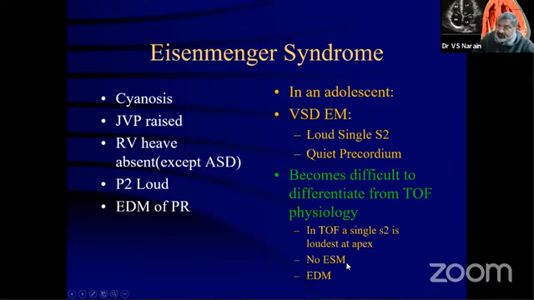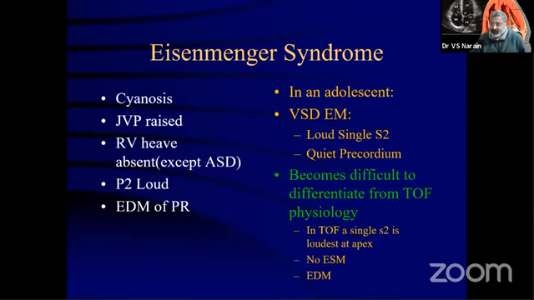But ejection murmur can be absent in tetralogy if there is severe cyanosis. So the only feature could be an early diastolic murmur of pulmonary regurgitation. But you can say that early diastolic murmur of aortic regurgitation can also occur in tetralogy. So perhaps the only clue about tetralogy and Eisenmenger could be a second heart sound which is better heard at the apex. If it is better heard at the apex, it is tetralogy. If it is better heard in the pulmonary area, it is possibly Eisenmenger.